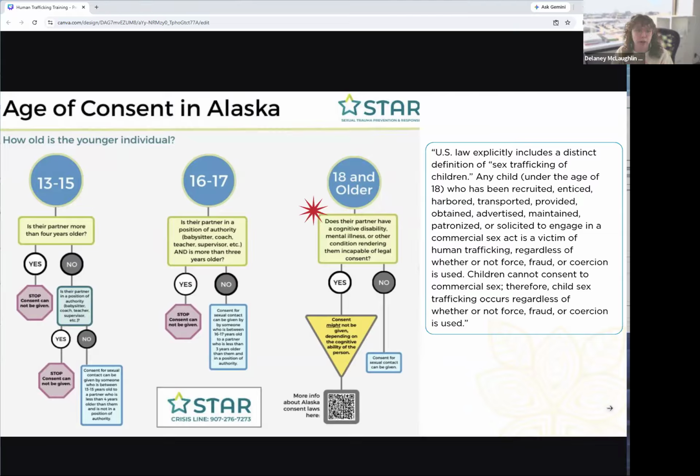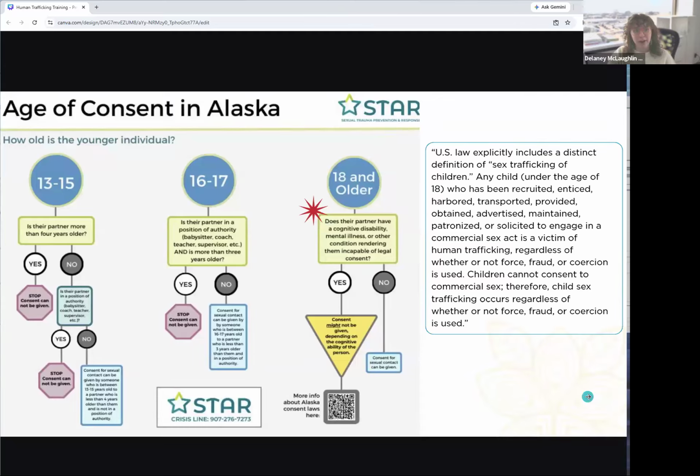I included this quote that's a little wordy, but it defines that a little bit easier. It says US law explicitly includes a distinct definition of sex trafficking of children: any child under the age of 18 who has been recruited, enticed, harbored, transported, provided, obtained, advertised, maintained, patronized, or solicited to engage in a commercial sex act is a victim of human trafficking, whether or not there is force involved. So like I mentioned before, those three words, force, fraud, or coercion, do not need to be proven for a minor, so anyone under the age of 18, for it to be considered trafficking.